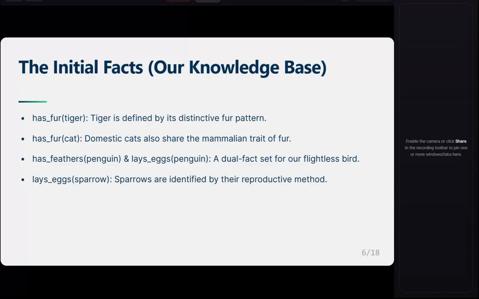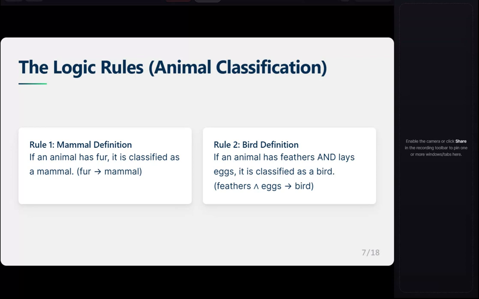Here is our actual knowledge base for today's program. We have these ground truths. A tiger and a cat both have fur, a penguin has feathers and lays eggs, and a sparrow also lays eggs. These are the starting pieces of evidence our data explorer will put into their notebook before looking at the rulebook.